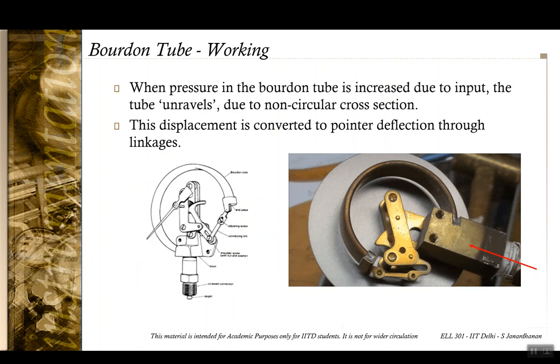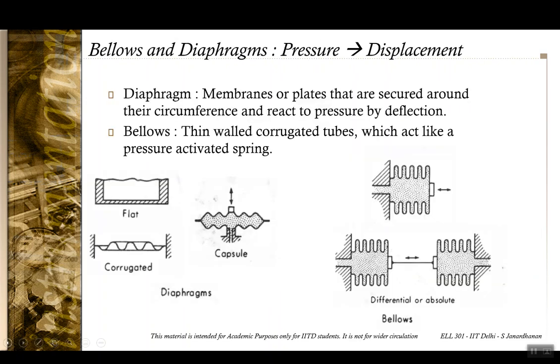Okay, now coming next, we have bellows and diaphragms. They are also devices that directly change pressure to displacement, just like the Bourdon tube.